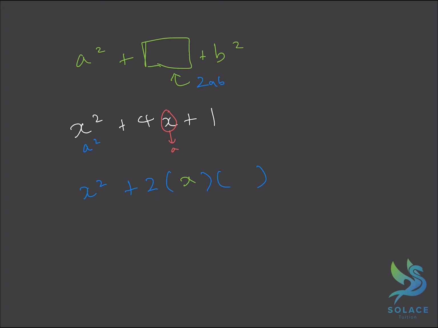So 2 times x times something here must give me 4x. So 2 times something must give me 4. Well, that something must be 2, right? So this is now 2. And the plus 1, we haven't done anything; we just write that plus 1 to the side for now. Now, we still need a b squared, right? So what if we add that b squared? Let's try that now. Plus, well, what's my b? My b must be 2, since 2ab is 4x.